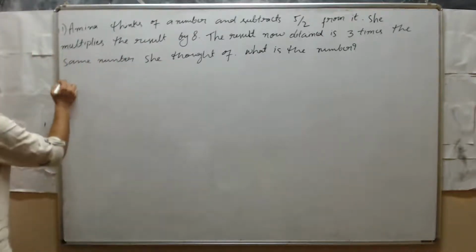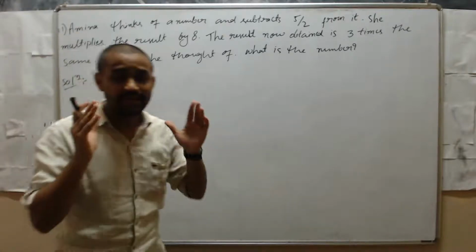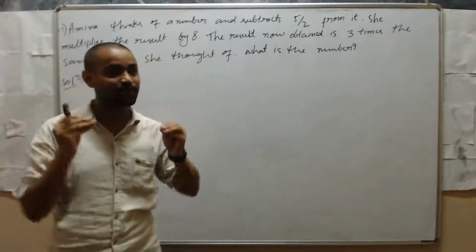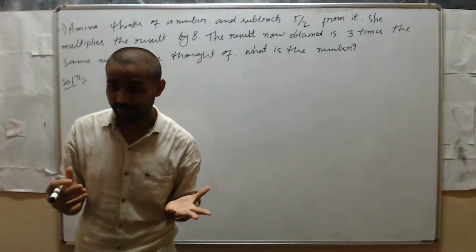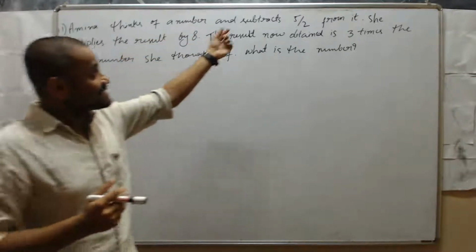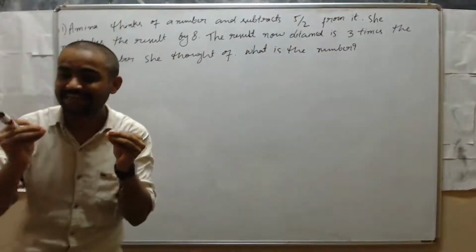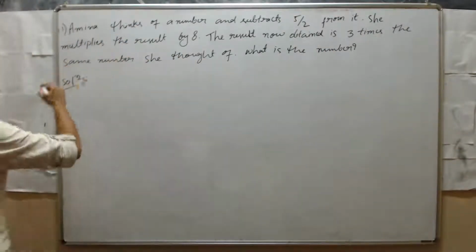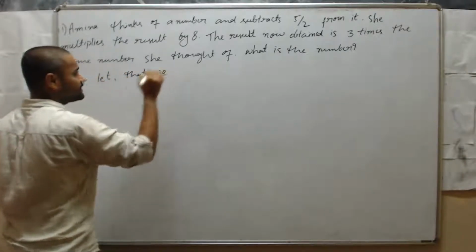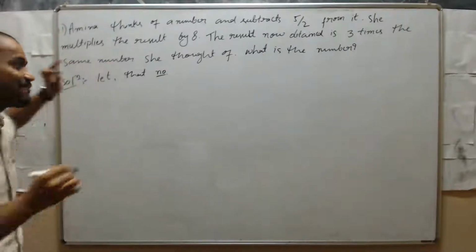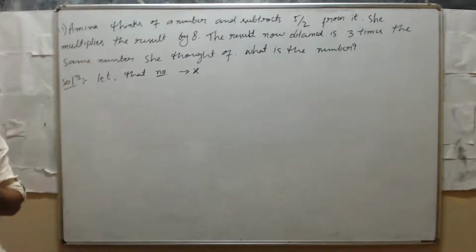First we have to understand what the question has given. Amina thinks of a number, one number we don't know. That's why we have to take that number as x. Let that number, which Amina thinks of, be x.